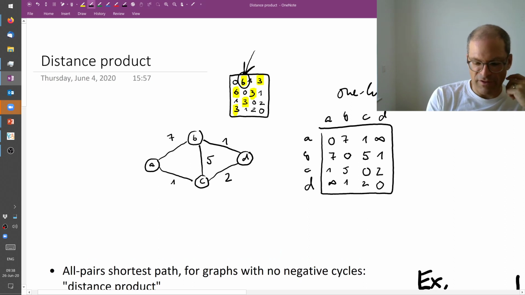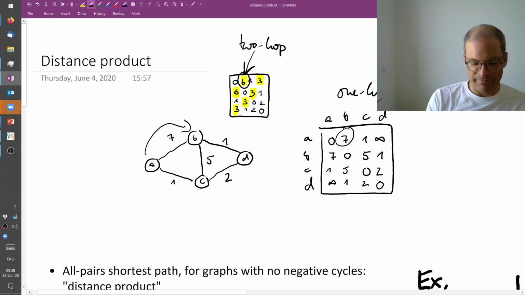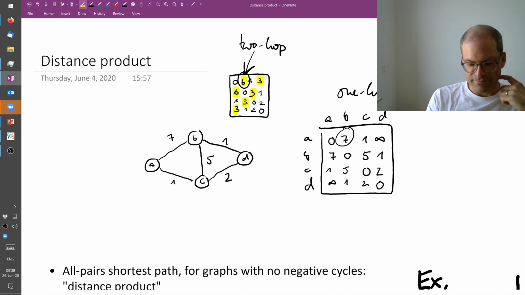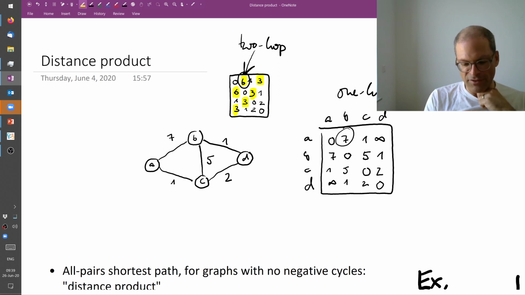Now we have the two hop solution. In particular, we found that in one hop, the cheapest way to go from A to B, well, the cheapest cost was 7. But if I'm willing to do 2 hops, then the cheapest cost is 1 plus 5 for a total cost of 6. And this is what we have just computed. And I've highlighted in yellow all the places where there were changes between the best one hop solution and the best solution with up to 2 hops.